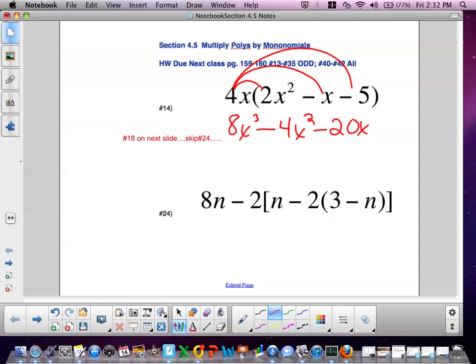Distribute, and then analyze what you've got. If you have like terms, now you combine them. But since you have no like terms in this problem, you are finished. You have distributed the 4, and you can move on to the next problem.